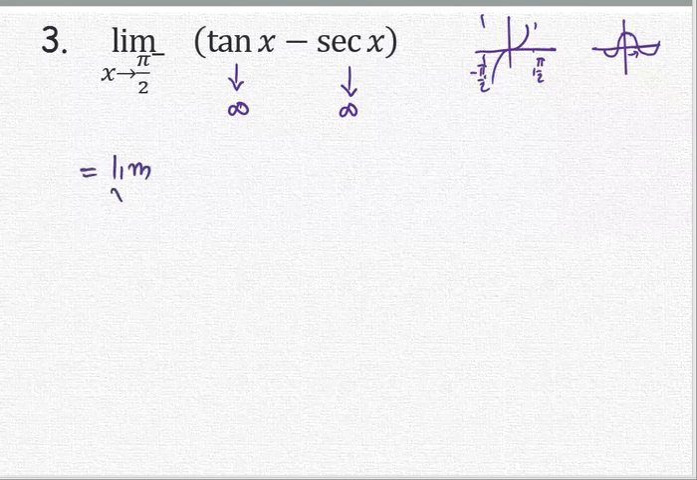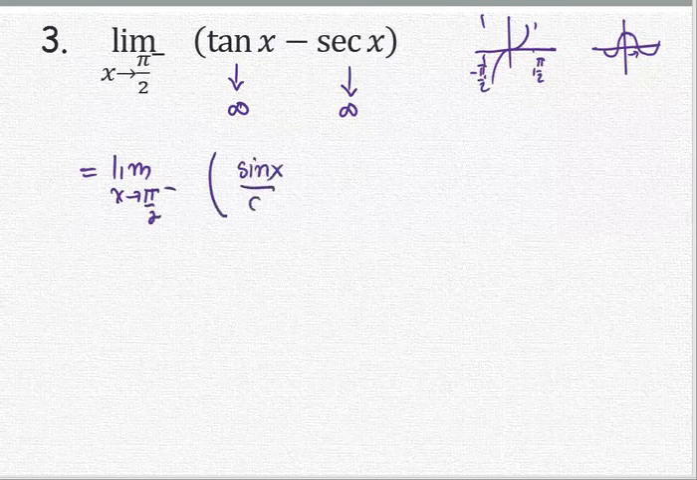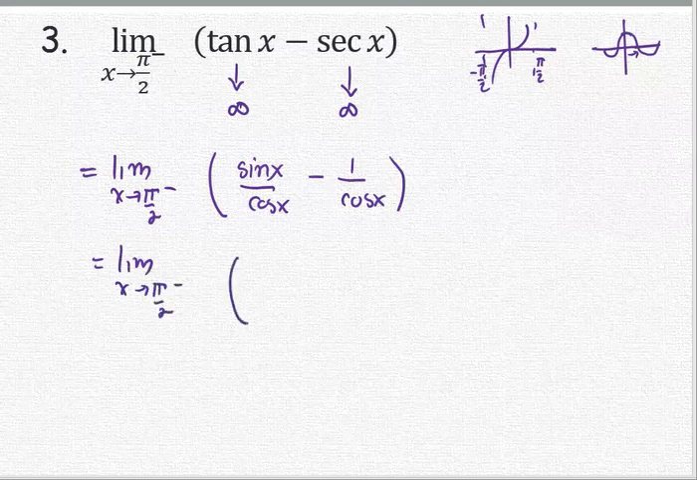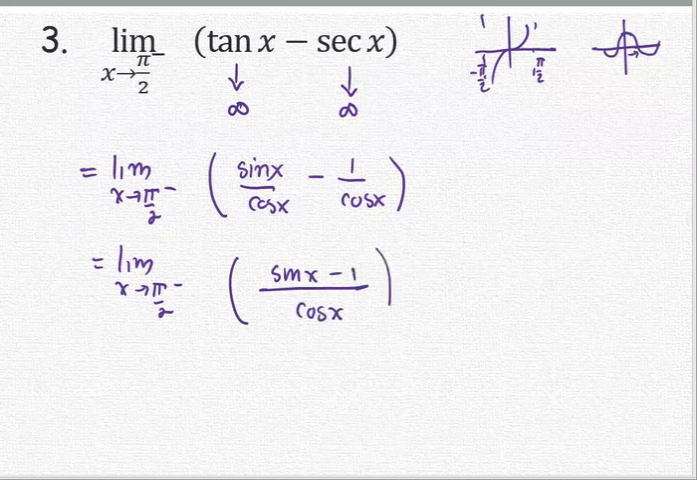We are going to rewrite the expression into the quotient form. The tangent x is the same as sine x over cosine x. The secant is 1 over cosine x. And then we're going to combine these two fractions into one with the common denominator, which is the cosine x. The numerator becomes sine x minus 1.